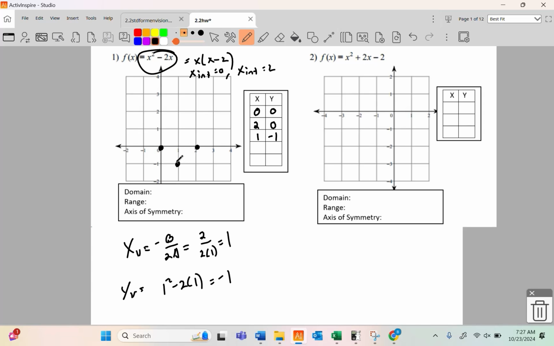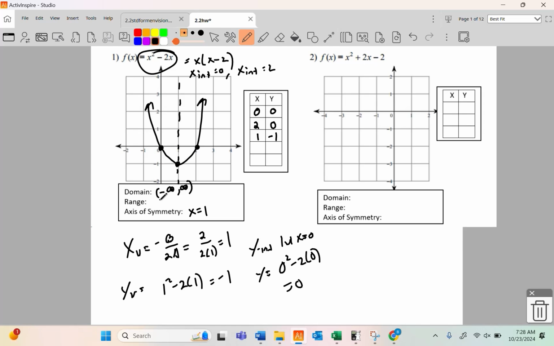Now, we've already got the next point because for the y-intercept, we let x be 0. So y would be 0 squared minus twice 0, which is 0. So we already have that. Your axis of symmetry passes right through the vertex. Its equation is x equals 1. We already got both points by factoring ahead of time. Domain is negative infinity to infinity. All parabolas are. The range has a low value of negative 1, and it rises to a high value of infinity. And that is half of your homework. Now you do the other half.